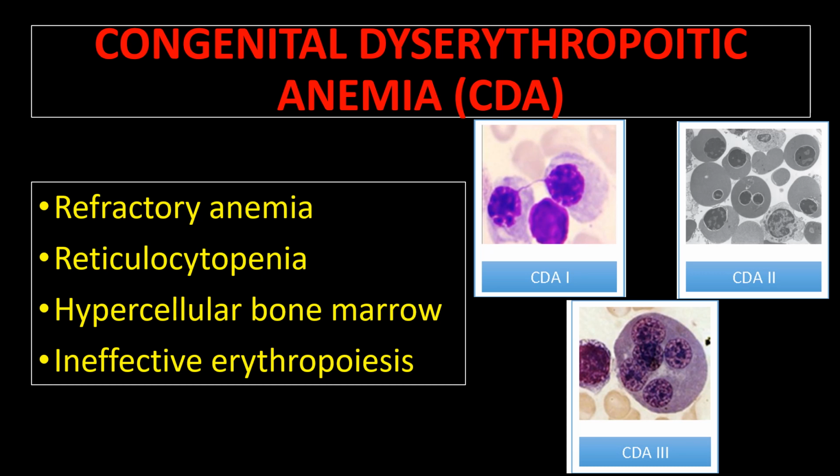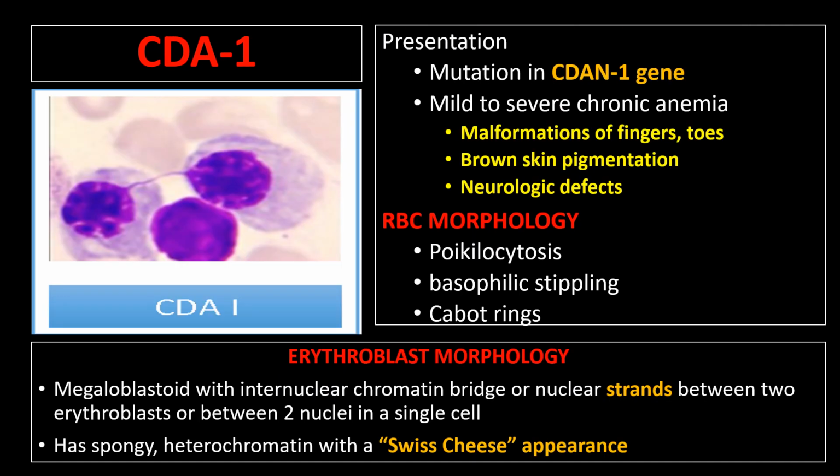So CDA has three types. We have CDA 1, 2, and 3. So we will be discussing them one by one on the succeeding slides. So we have CDA type 1, in which this has a mutation of your CDAN1 gene and manifests as mild to severe type or chronic type of anemia.